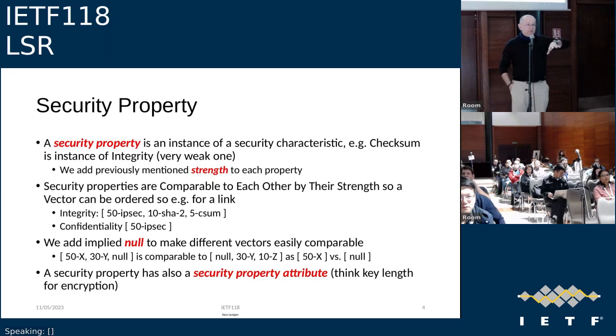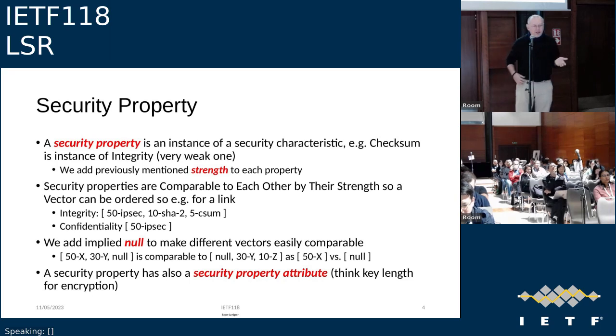So the characteristic is the CIA, where are you? The property is kind of an algorithm you're running, and the strength is what key length do I use, right? Now the security properties are comparable to each other, right? So I can compare SHA-1 to a SHA-2, and the SHA-2 with a 100-bit key to a SHA-2 with a 200-bit key. So you can start to carry vectors of a security characteristic, which are security properties, right? So for example, if I have integrity, I can basically say, okay, I'm running a 50 IPsec and a 10 SHA-2 and a 5 checksum. And the 50, 10, 5 are basically the strength of the property. So you know that the IPsec is much more secure than the SHA-2 or the checksum, all right?